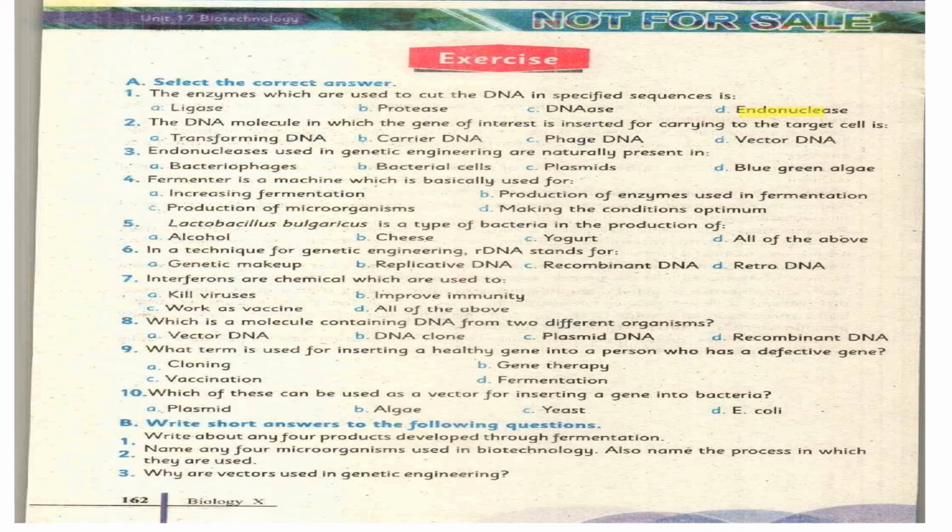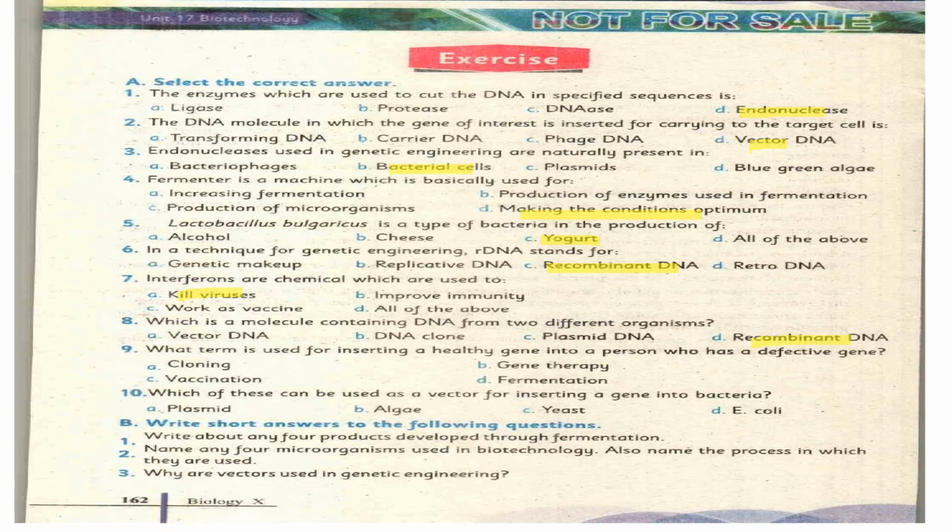The DNA molecule in which the gene of interest is inserted for carrying to the target DNA is a vector DNA. Endonuclease, used in genetic engineering, is naturally present in bacterial cells. Fermenter is a machine basically used for making conditions optimum. Lactobacillus bulgaricus is a type of bacteria used in the production of yogurt. In genetic engineering, rDNA stands for recombinant DNA. Interferons are chemicals which are used to kill viruses.